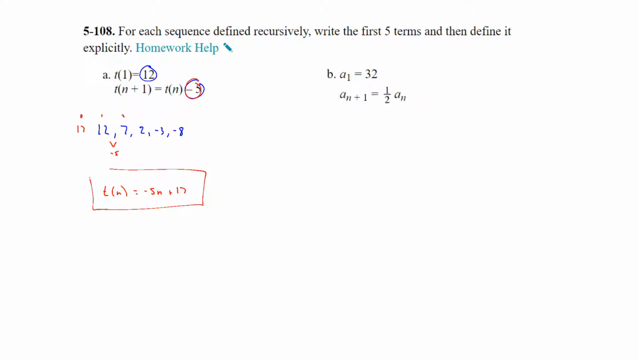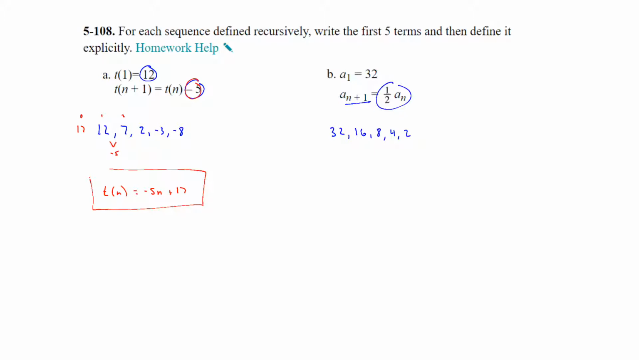All right, on B, our first term is 32. So 32. And then each next term, n plus 1, each term after that, we're going to take 1/2 times the previous term. So half of 32 is 16. Half of 16 is 8. Half of 8 is 4. Half of 4 is 2.